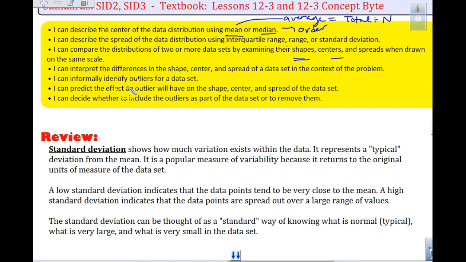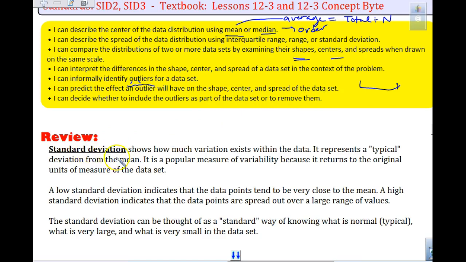We're going to look at our outliers. An outlier in data is a point that's either way low or way high from the rest of the data, okay? So when we talk about an outlier, it means all of your data is in one region. If you think about a box and whisker plot, it's all here. Then you have this one number way up here or way down here. That's going to be our outlier. We're going to predict the effect on the shape, the center, and spread as we look at that.